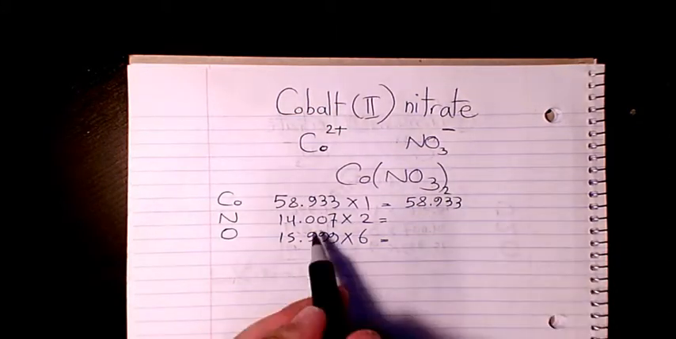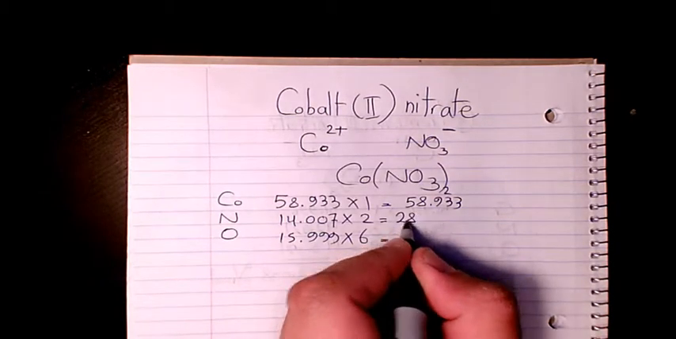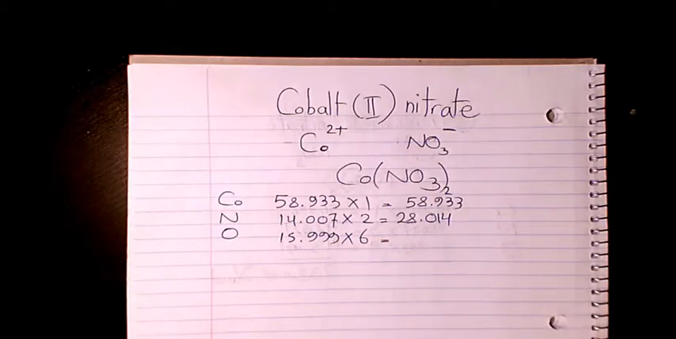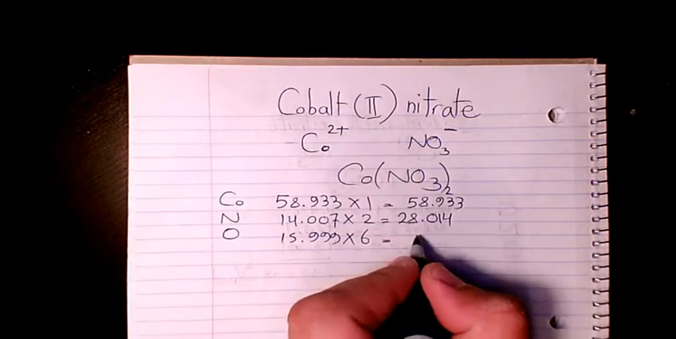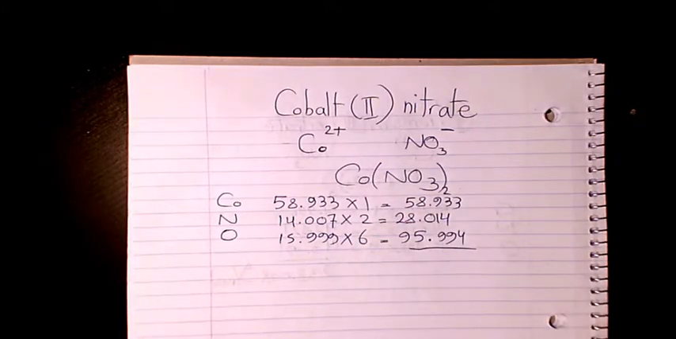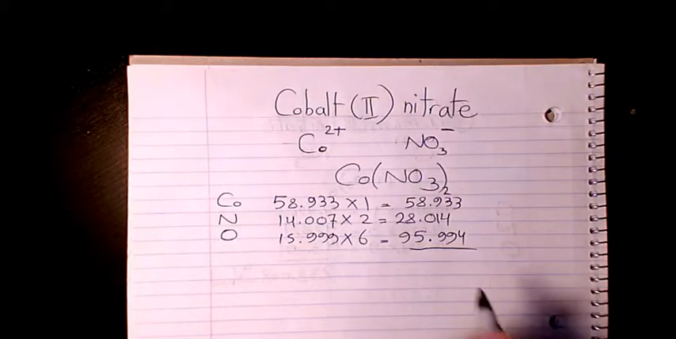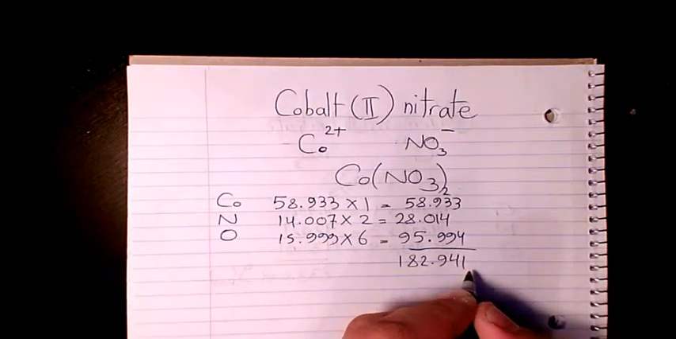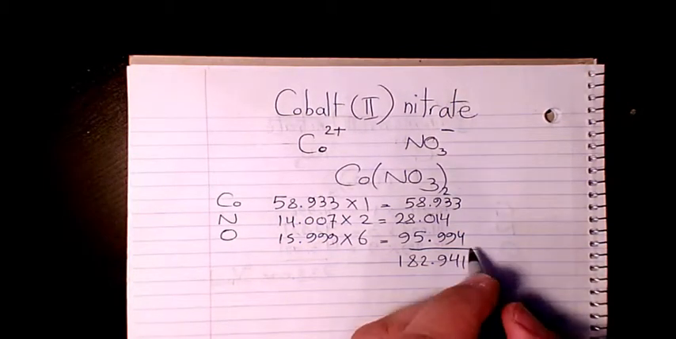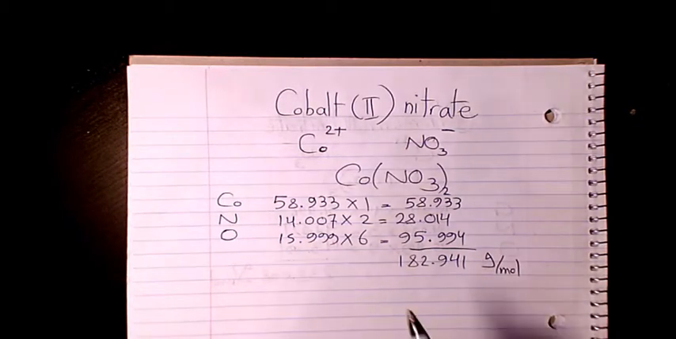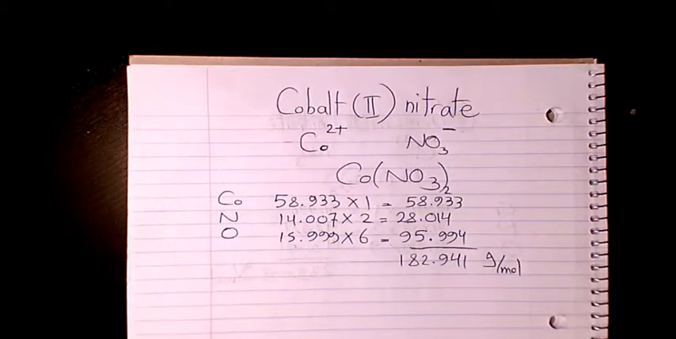58.933, 14.007 times 2 is 28.014, 15.999 multiplied by 6 is 95.994, and then we need to add them up, so it's going to be 58.933, 28.014, 95.994, so it's going to be 182.941 grams per mole. So that's the molar mass or molecular weight of cobalt nitrate.